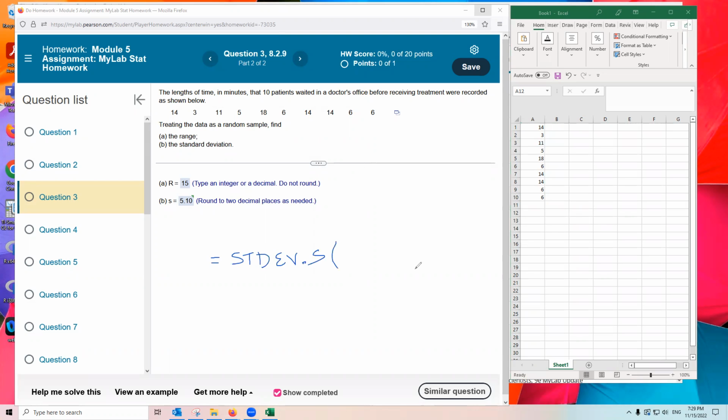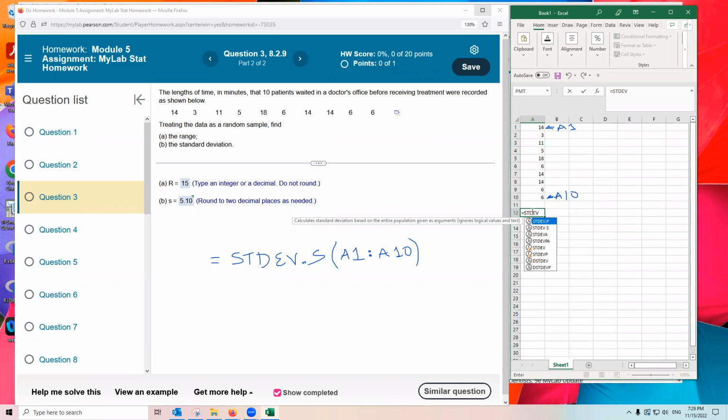And in parentheses, I have to tell Excel what cells are my data values sitting in. Well, here's cell A1 for the first data value, and here's cell A10 for the last data value. So what I would type in here is A1 colon A10. And Excel would automatically calculate the standard deviation. So let's do it. I'm just going to type in here equals stdev.s, parentheses A1 colon A10.